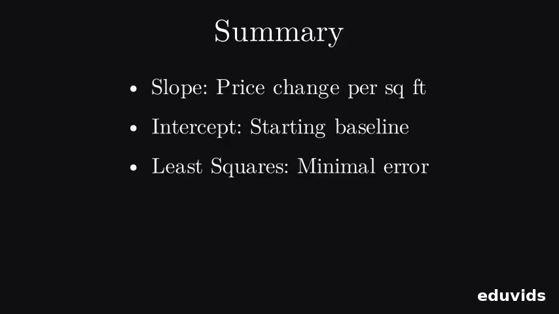Linear regression draws the straight line that minimizes squared prediction errors. Its slope shows the per unit price jump. Its intercept sets the baseline. And least squares delivers the best fit. Use these steps and you can model and forecast with nothing more than a simple linear relationship.